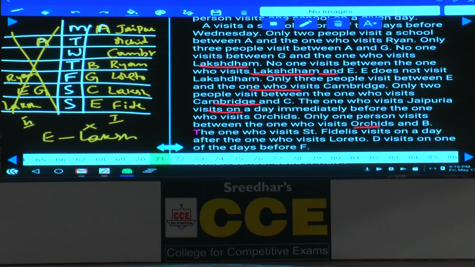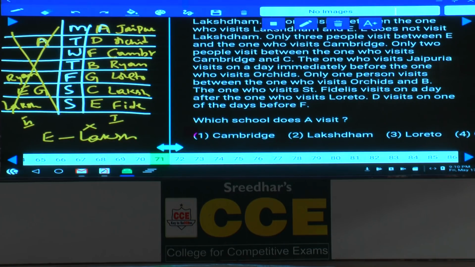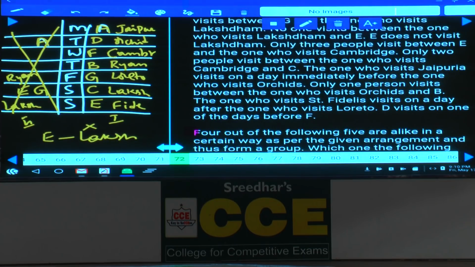Done with this? Then D visits on one of the days before F. D is before F, hence D is on Tuesday and F is on Wednesday. Done with this? Then question number 71, which school does A visit? Yes, A visited Jaipuria, that is given in choice 5. Next one, question number 72.